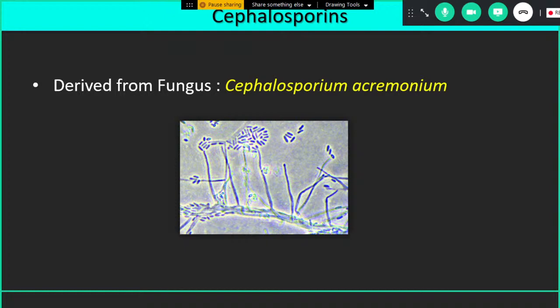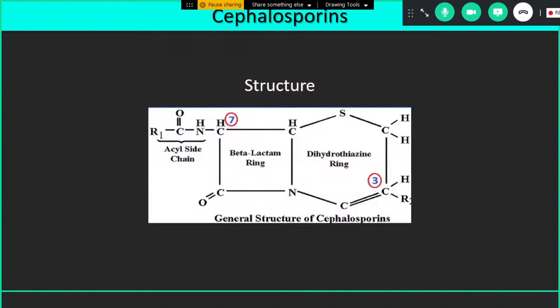Initially, there was only one generation. Then many generations came, and now we have fifth generation cephalosporins. As for the basic structure, you can see that it also has the beta-lactam ring. What differs is that it also has a side chain at the dihydrothiazine ring. This is the main difference between cephalosporins and the penicillins.